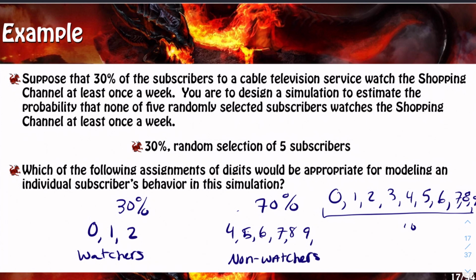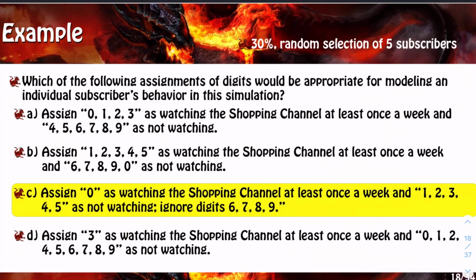If we were going to run a simulation, we would look at a random number generator or a random number list that is provided to us, or we'd use our calculator to get a random number. What we're going to do is select 5 of these, so we're looking at a string of numbers to see if 5 randomly selected subscribers watch the channel at least once. So we walked through what the model would look like. Let's see if this was a multiple choice. Which of the following assignments would be appropriate for modeling the individual subscribers' behavior in this simulation?